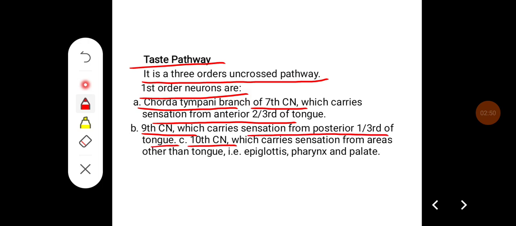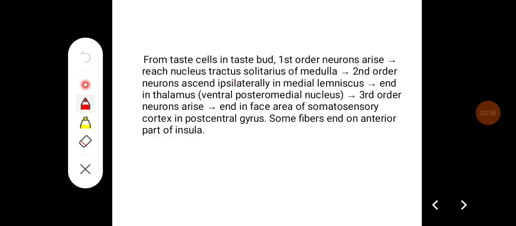And the first order neurons arise also from the 10th cranial nerve which carries sensation from the areas other than tongue, that is epiglottis, pharynx and palate. From the taste cells in the taste bud, first order neurons arise. They reach the nucleus tractus solitarius area of the medulla.